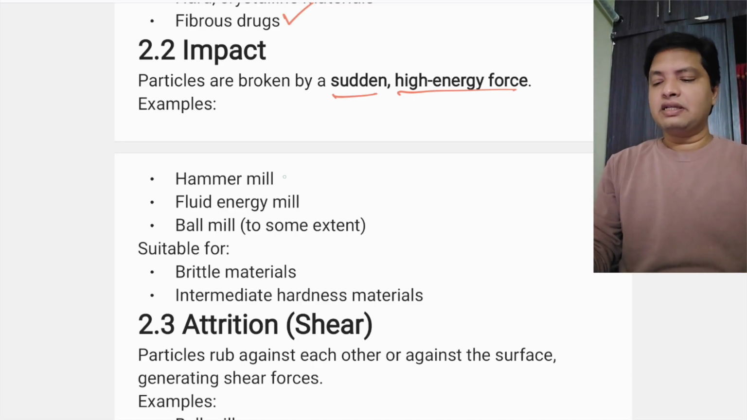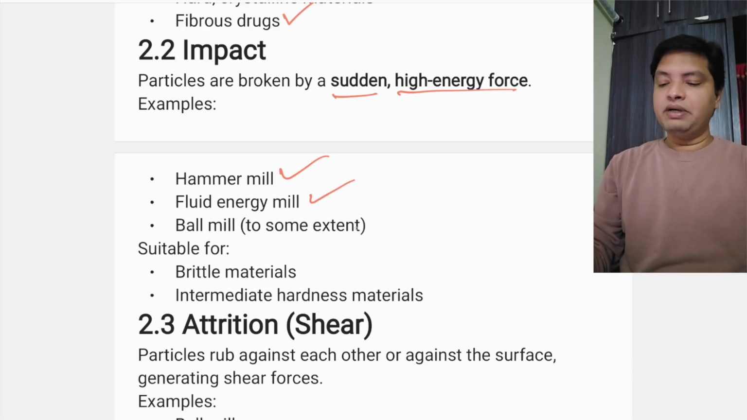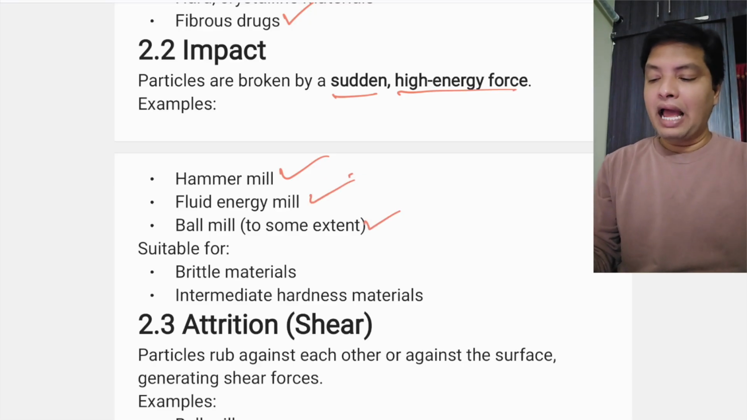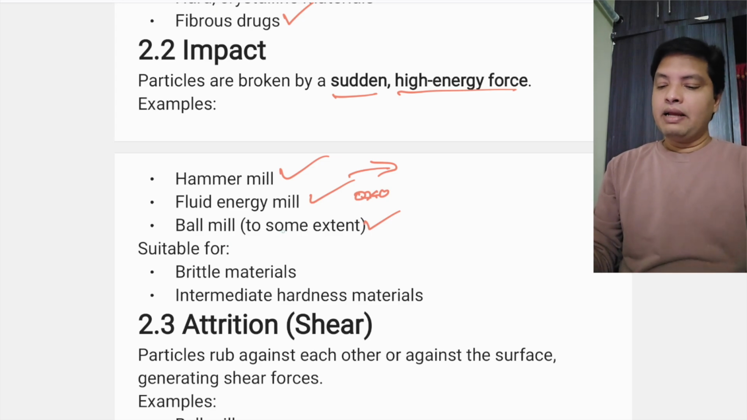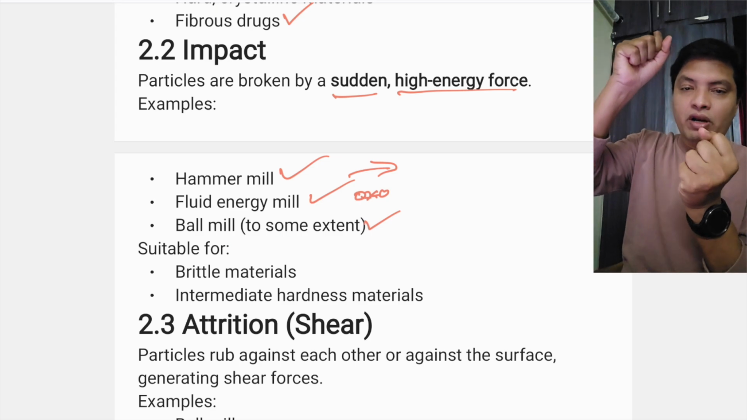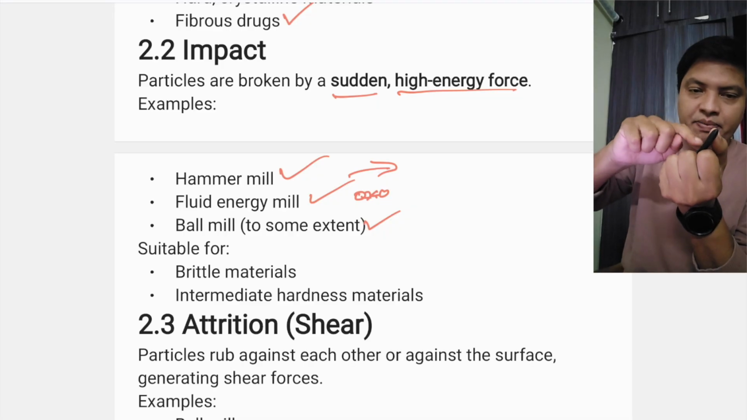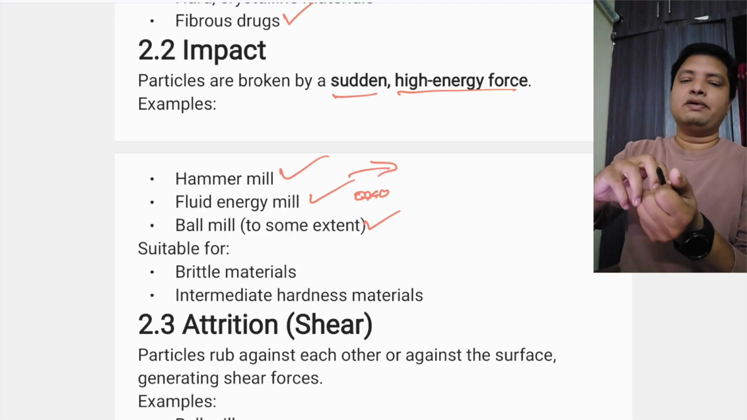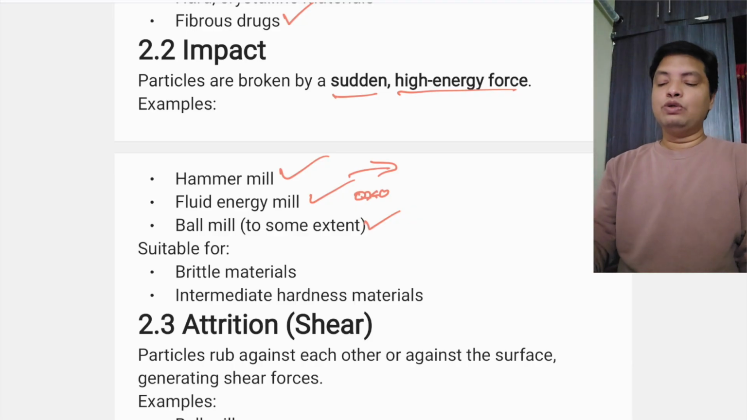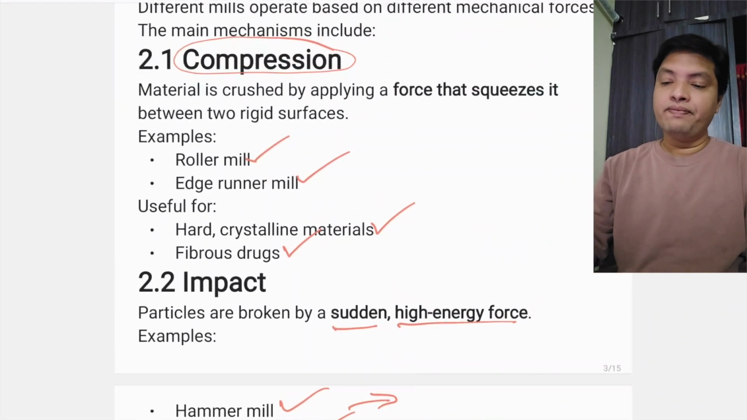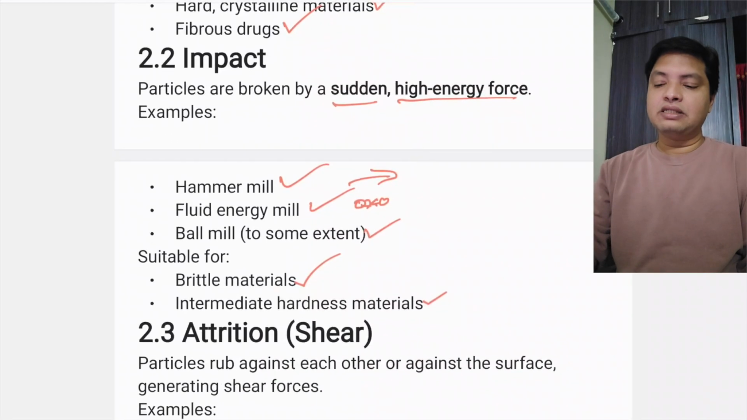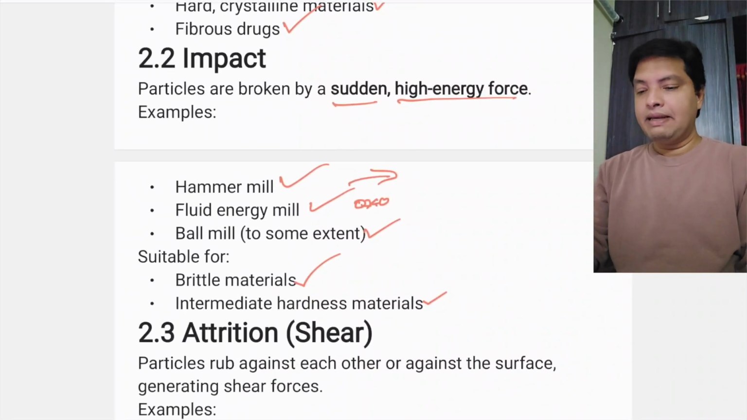So where do we see this? In the hammer mill, fluid energy mill and ball mill. See, the hammer will impact. In the fluid energy mill, two particles will collide with each other, particle-particle interaction. In the ball mill, balls will be falling on each other, and in between the balls, if the particle is there, this particle will be crushed. That's what happens in the ball mill. So it is suitable for brittle materials and also intermediate hard materials. If a material is hard, then go for compression. If the material is intermediately hard, then go for impaction.